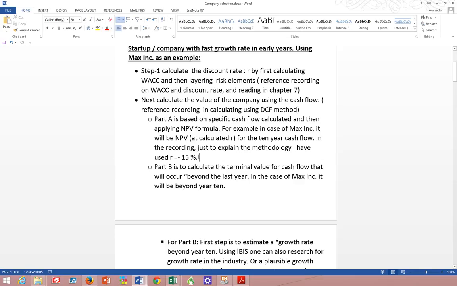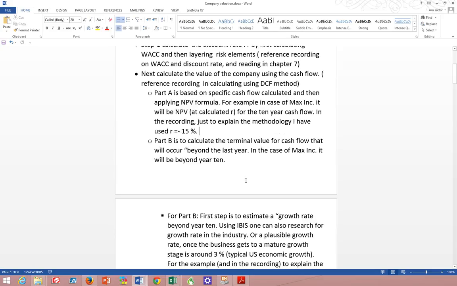And that was the net present value for the business for the 10 years. Now, if the business is going to continue beyond the 10 years, then obviously this is where the terminal value conversation comes in. And here I'm going to call that part B of the valuation, and we're going to calculate the terminal value of the cash flow that will occur beyond the last year. In the case of MaxInc, it is beyond the 10th year.